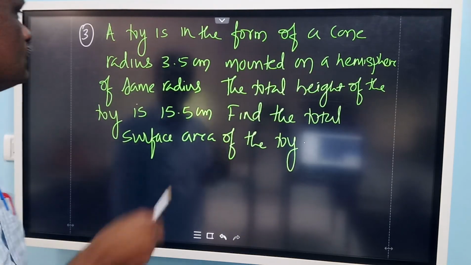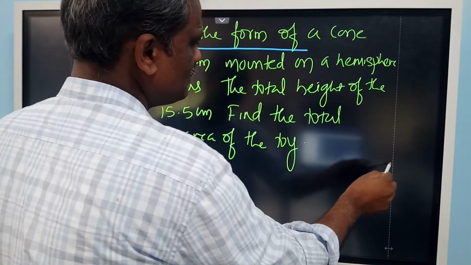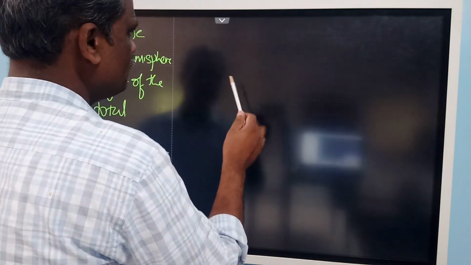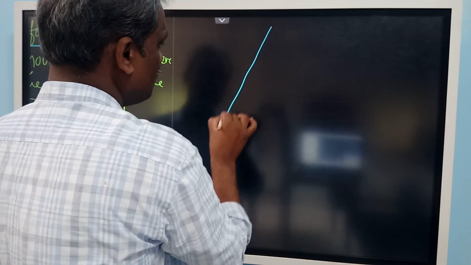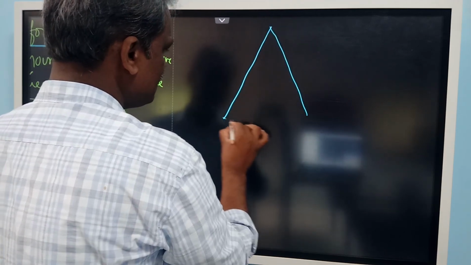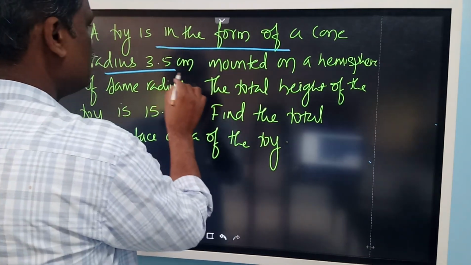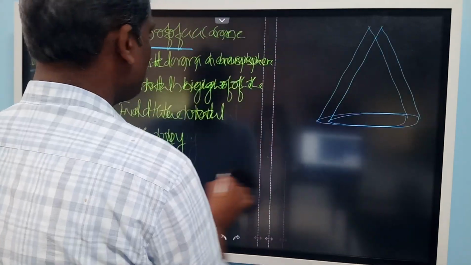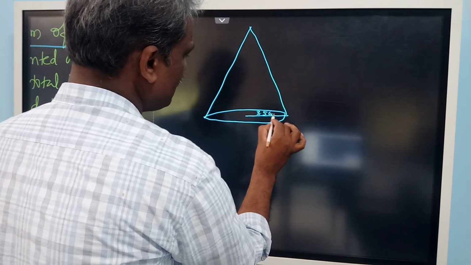Look at this now. A toy is in the form of a cone of radius 3.5 centimeters. You can draw a cone here now. So the toy is in the form of a cone. This is a cone. Now the radius of this cone is 3.5 centimeter, from here to here.